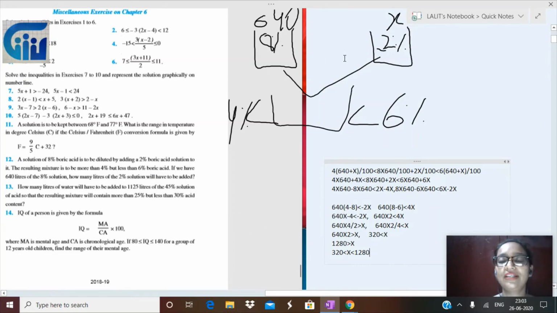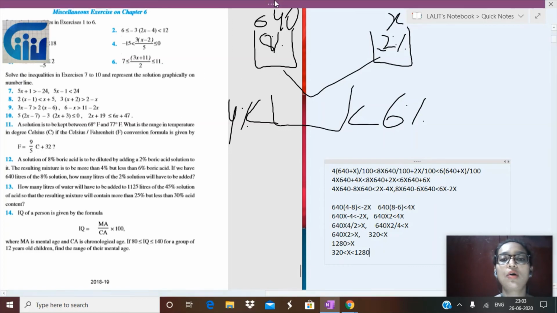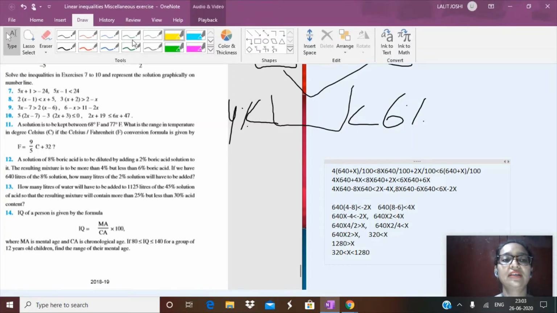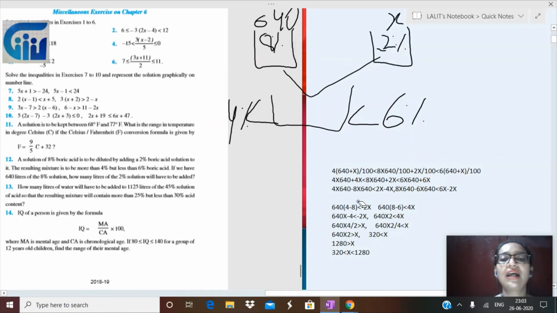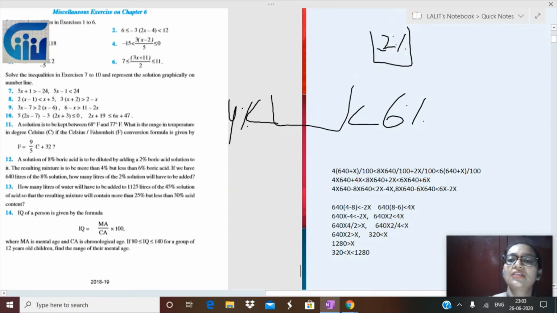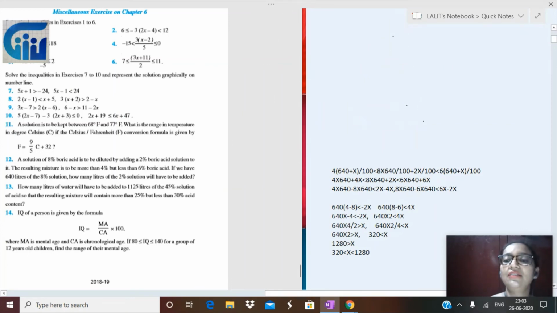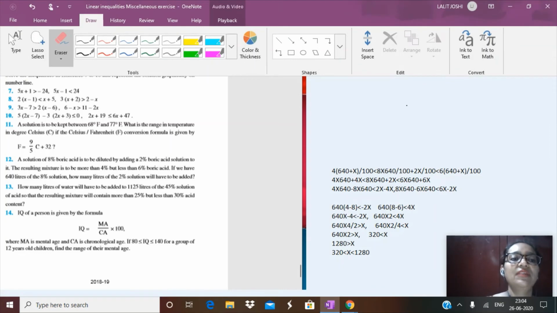So moving on to the next question. Let's see what we have in the next question. The next question says how many liters of water will have to be added. So now instead of this particular thing, we have to add the water content, right? So if we have to add the water content, what effect will it have?